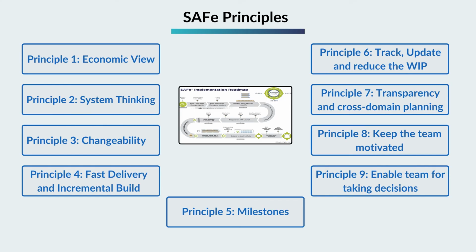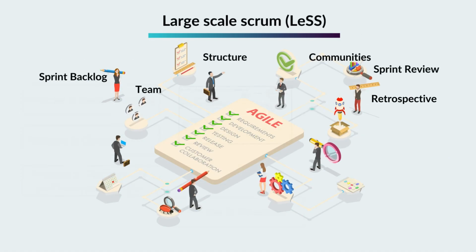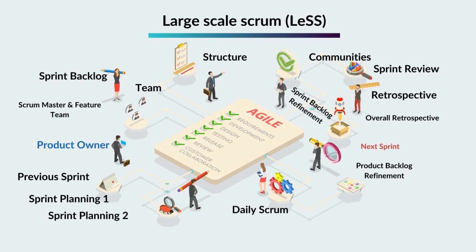More details at scaliagile.com. Large-scale Scrum, LESS. LESS, or Large-Scale Scrum, is an agile scaling framework designed for handling large projects with multiple teams. It combines lean and system thinking principles to guide organizations in scaling agile practices effectively. LESS is based on the Scrum framework and emphasizes simplicity, transparency, and delivering value to customers.